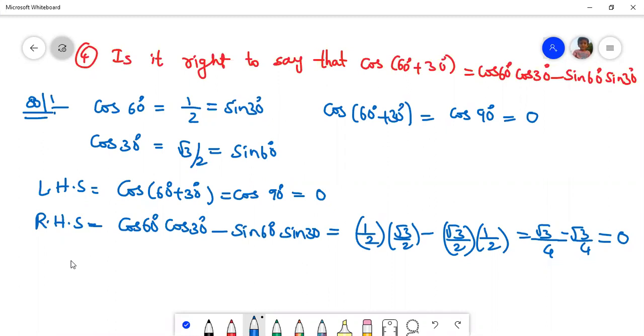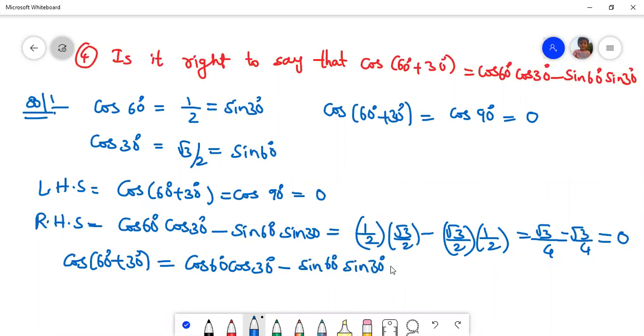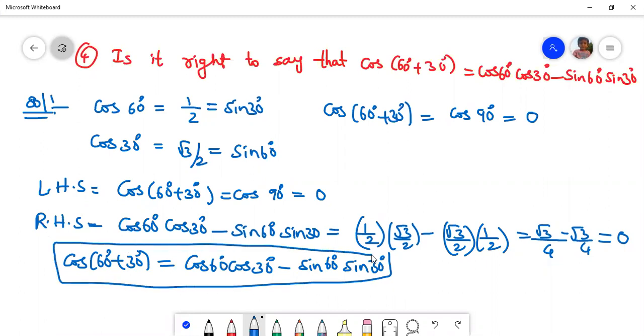From the LHS and RHS, both values are equal to 0, so we can write cos of 60 degrees plus 30 degrees is equal to cos 60 cos 30 minus sin 60 degrees sin 30 degrees. That is nothing but cos of A plus B equal to cos A cos B minus sin A sin B. This will come in the plus one standard.